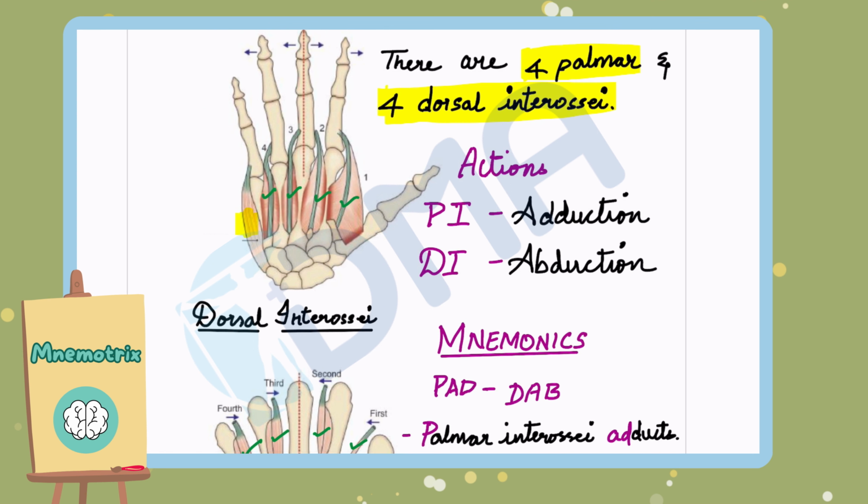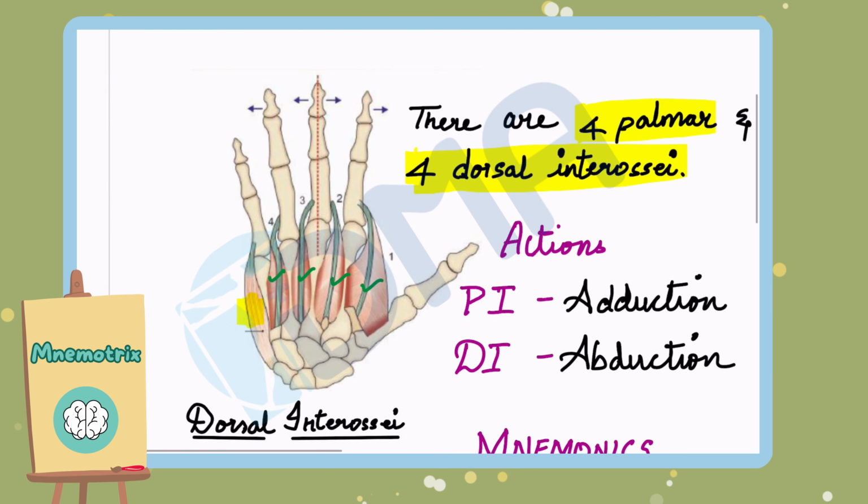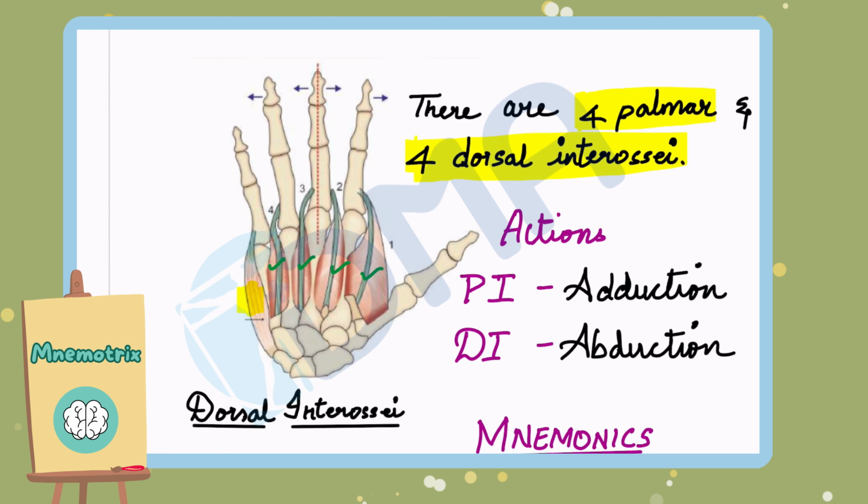Before moving on to the action of these muscles, we should first know what adduction and abduction are. Look at this first picture. This red colored line represents an imaginary line, which is the midline of the hand region. If the fingers are moving away from the midline, then the movement is called abduction, and if the fingers are moving towards the midline, it is called adduction. This rule applies to all the fingers except the middle finger.